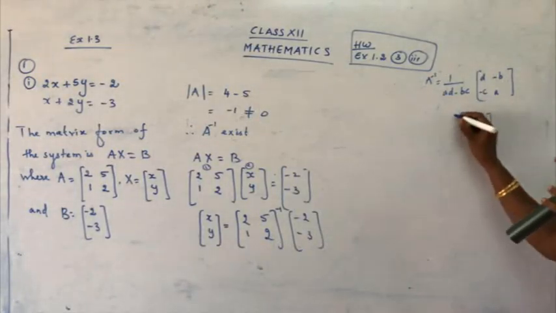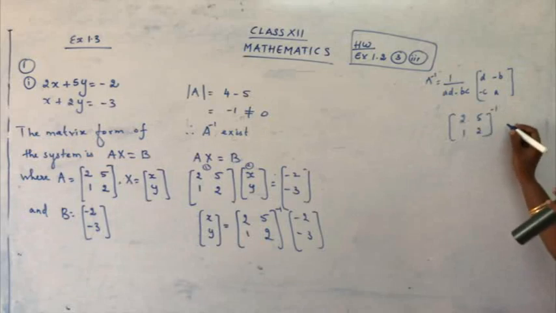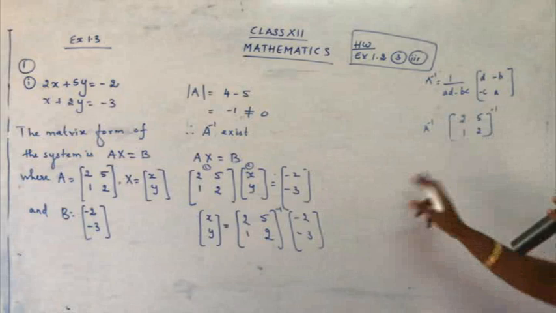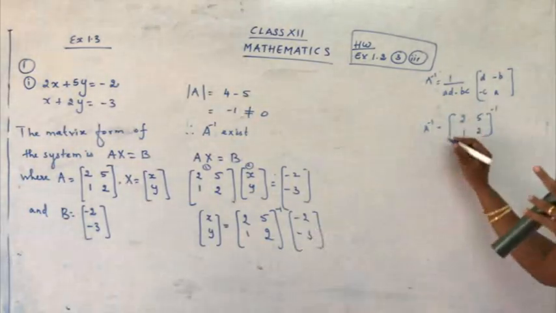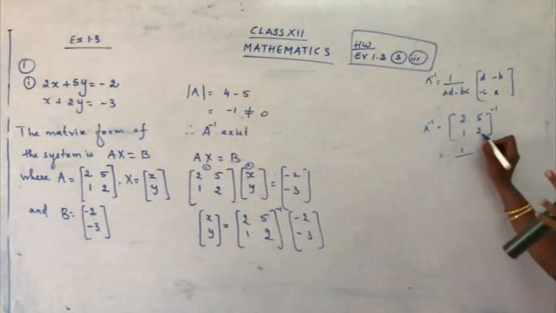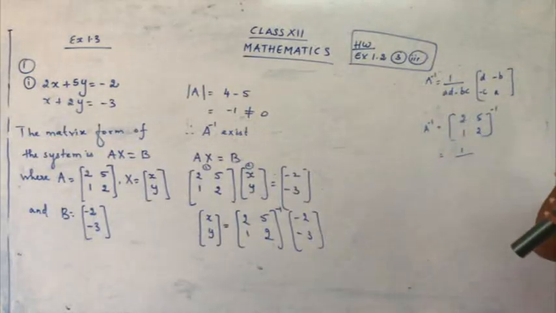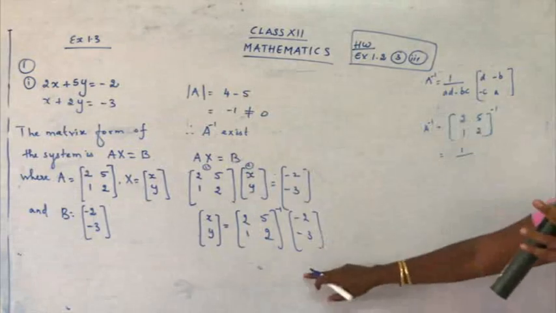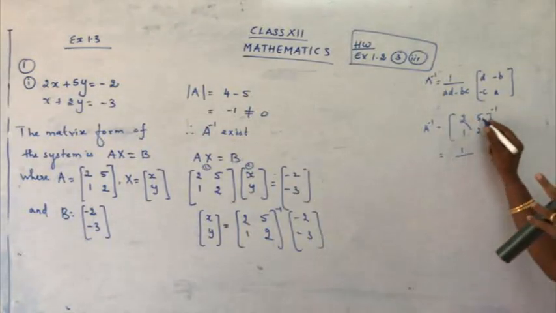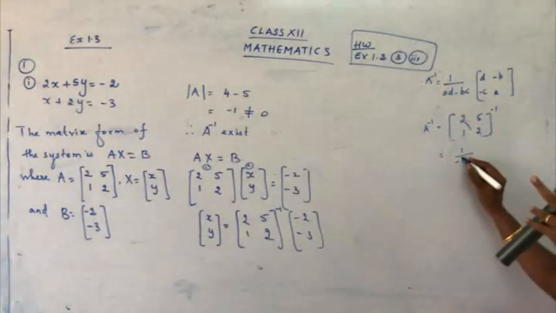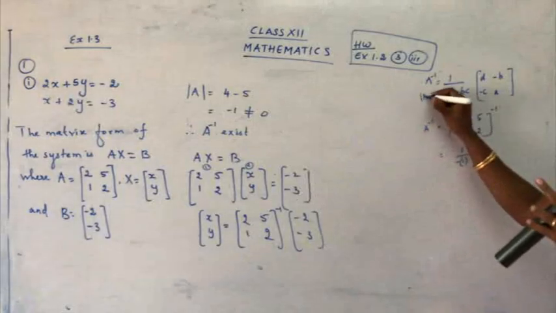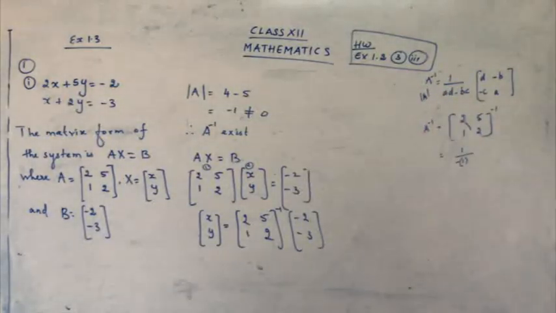So the inverse of 2, 5, 1, 2 is equal to, and I am finding it separately so that it becomes easy to substitute the value here. So this is 1 upon AD minus BC. Later on we will include the value here. So 1 upon 4 minus 5, that's minus 1. Already we have found determinant A, so AD minus BC is nothing but the determinant of A. So we have got the value minus 1.